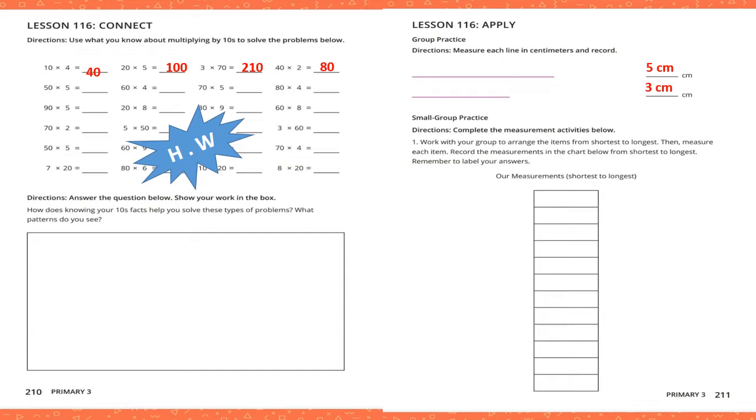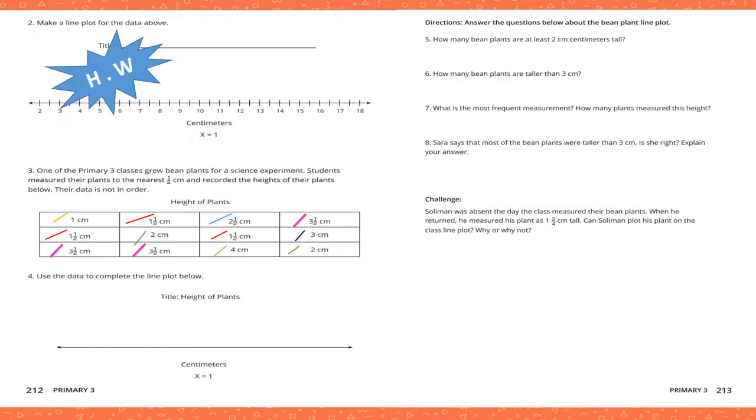Let's label these measurements. 2 centimeters, 3 centimeters, 3 again, 6 centimeters, 6 centimeters, 10 centimeters, 12 centimeters, 15 centimeters, 17 centimeters, and the last one here is 18 centimeters. Open the book, page 212.